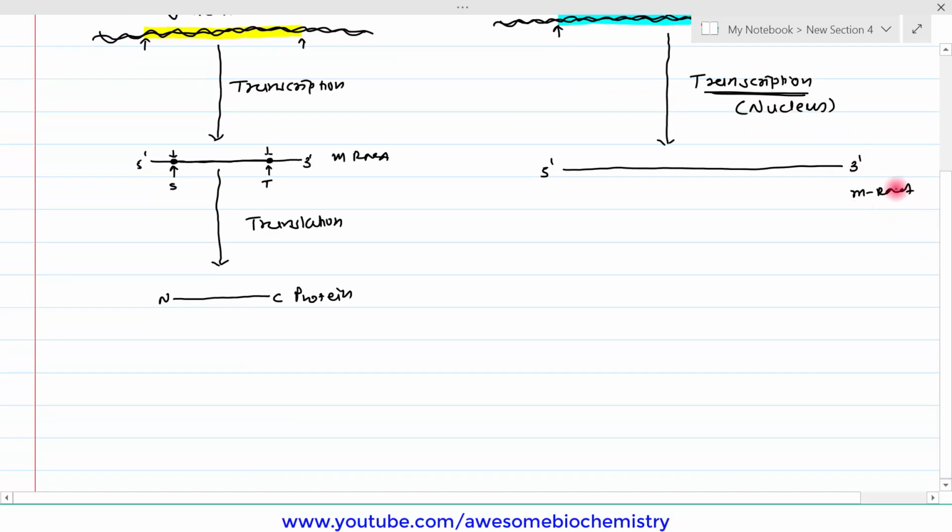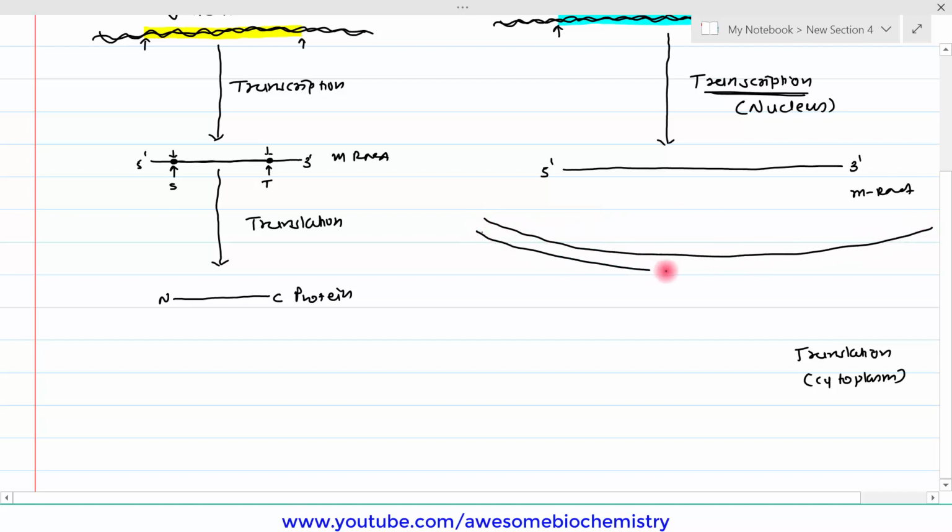Now, eventually what happens? This mRNA has to be transported to the cytoplasm. Why? Because in the cytoplasm, there is the translation machinery. Translation occurs only in the cytoplasm. So, let us make a boundary of the nucleus and cytoplasm. This is the nuclear membrane. On the upper side we have the nucleus and on the lower side we have the cytoplasm, and this is the nuclear membrane. Now, this mRNA needs to be transported into the cytoplasm. So, this mRNA appears in the cytoplasm.